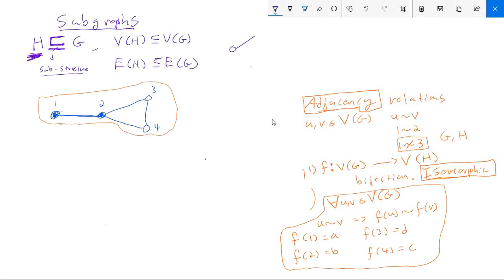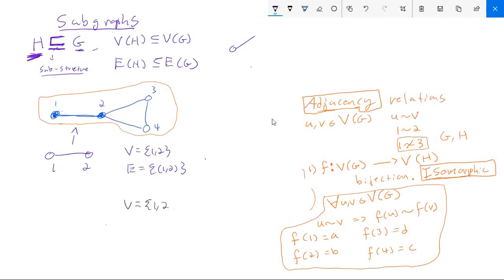So if we look at some examples, if we just took the vertices 1 and 2 and the edge connecting them in our graph, then we can see that this in itself satisfies the conditions to be a graph. Its vertex set would just be the set containing 1, 2, and its edge set would just be the set containing the edge {1, 2}.